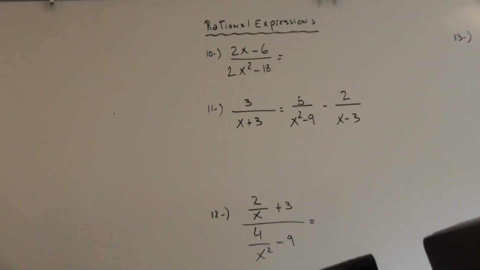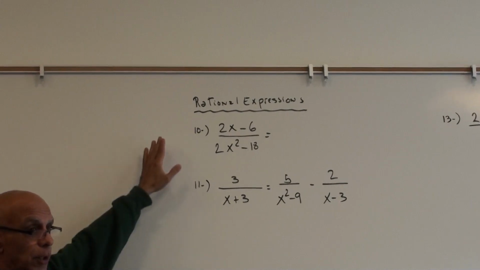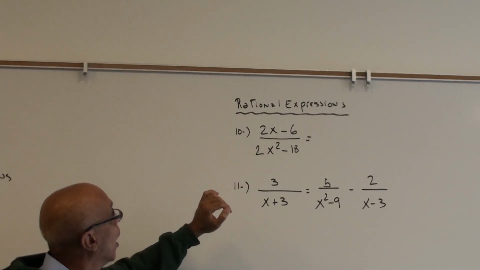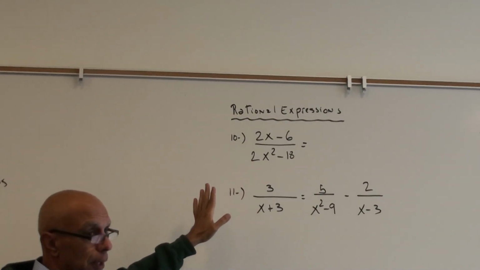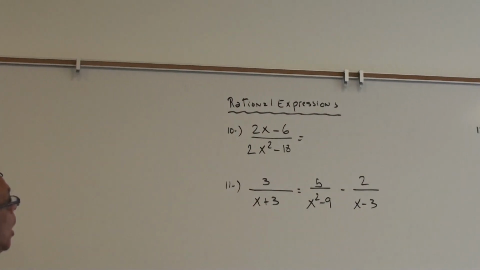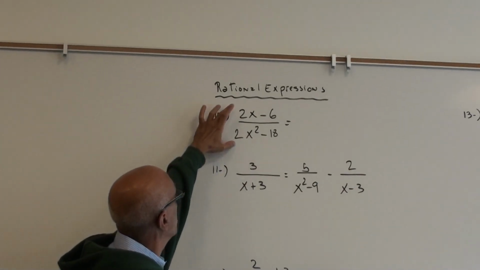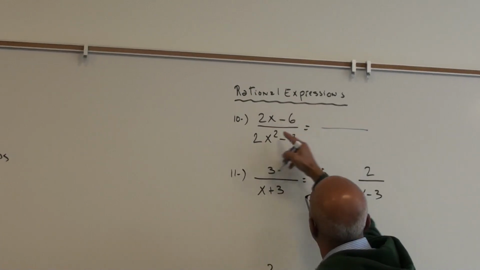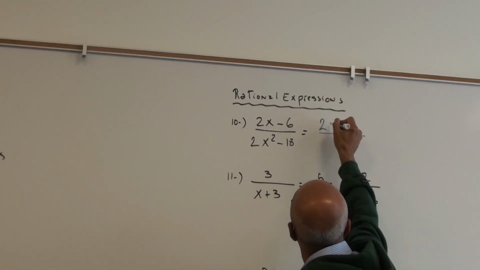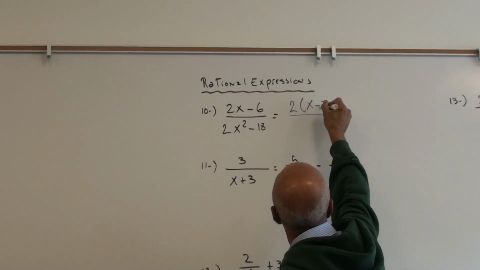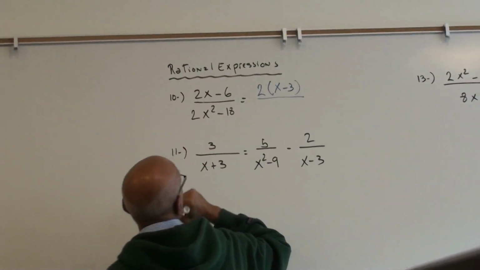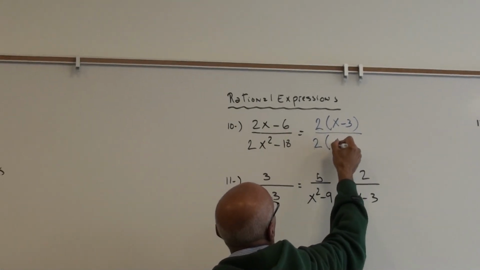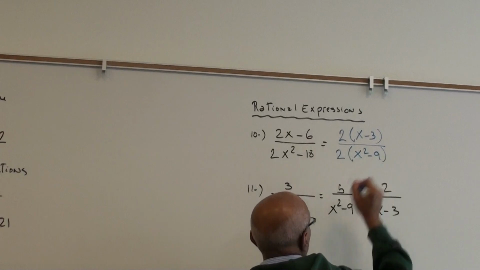Let's move on to rational expressions, okay? So now we're going to use factoring for some of this. Let's look at the numerator here. I can extract 2 out of it, so it's going to be x minus 3. What about here? Can I extract anything here? Yeah, I can extract 2 again. So I'm going to have 2 times x squared minus 9.